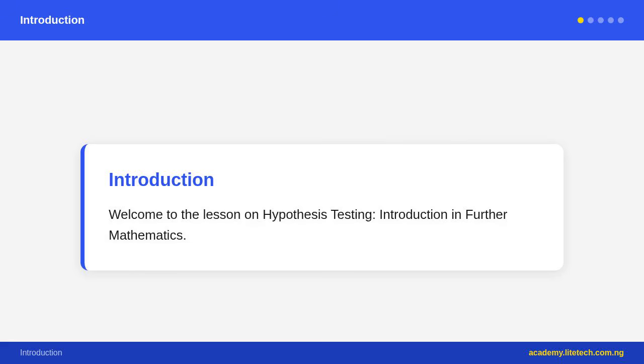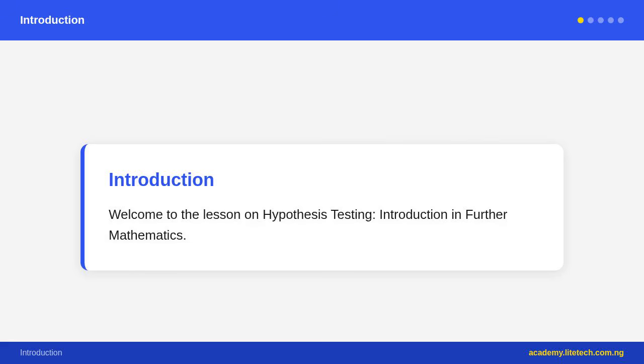Step 2. Choose the significance level alpha, the probability of rejecting H0 when it is actually true, type 1 error. Common values, alpha equals 0.05, 5%, alpha equals 0.01, 1%, alpha equals 0.10, 10%. Step 3. Identify the test statistic, the quantity computed from the sample data whose distribution is known under H0.